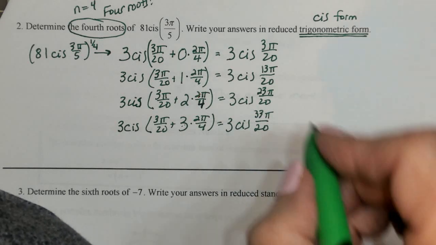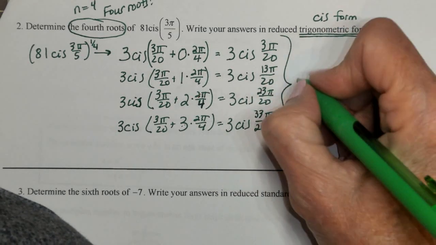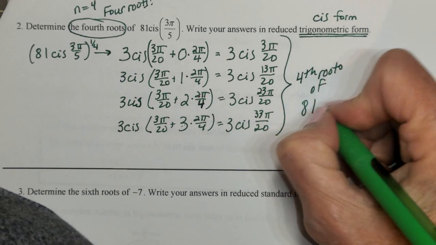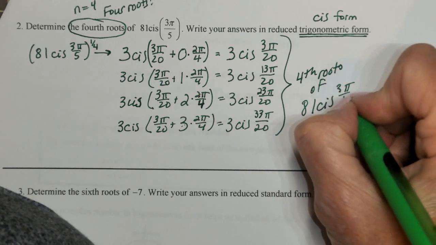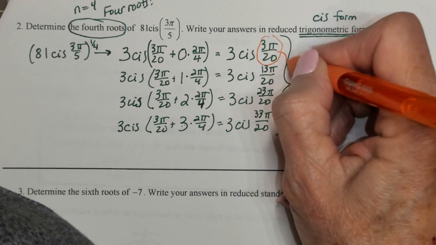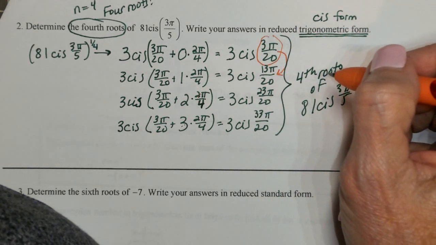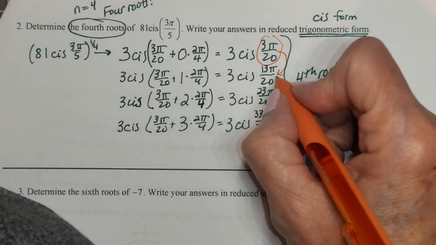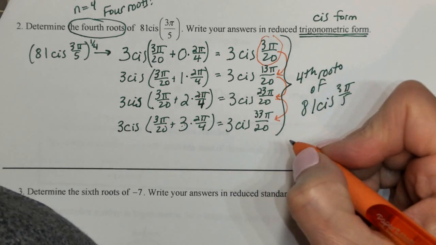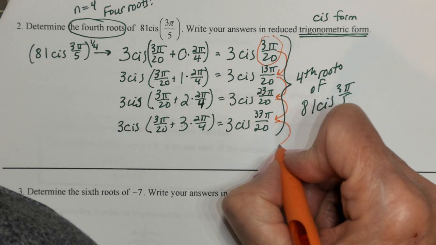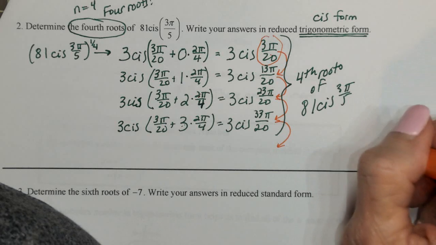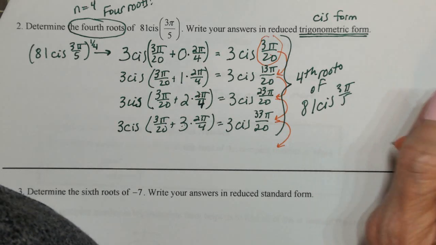That's our answer. Those are our answers. Those are the fourth roots of 81 cis 3 pi over 5. Notice something about these, you guys. What do we do to that to get to that? We add 10 pi over 20. And then we add 10 pi over 20 again. And then we add 10 pi over 20 again. If we added another 10 pi over 20, we would be back to that one. Those are evenly distributed about the grid, the plane.